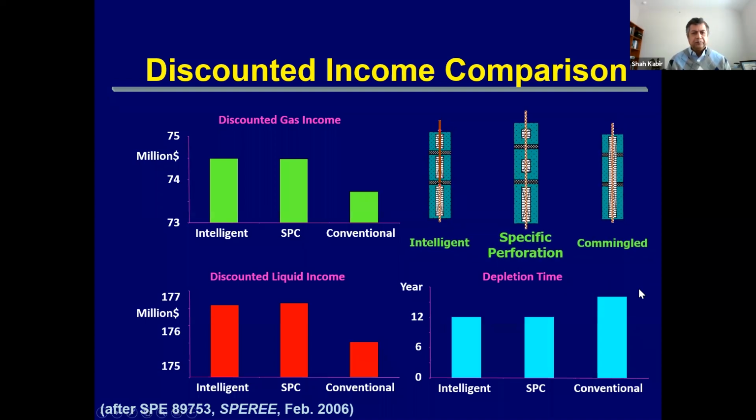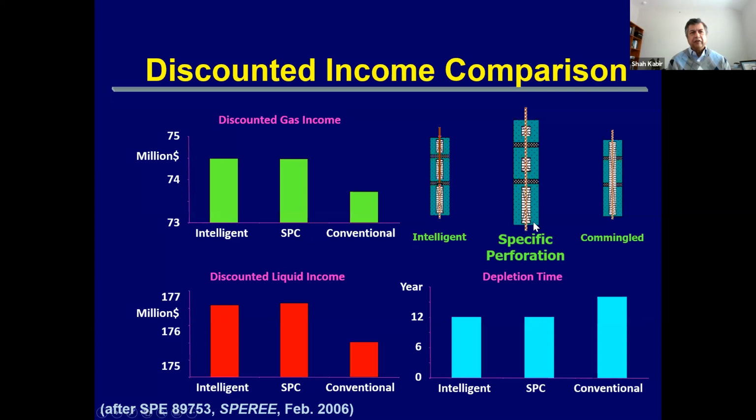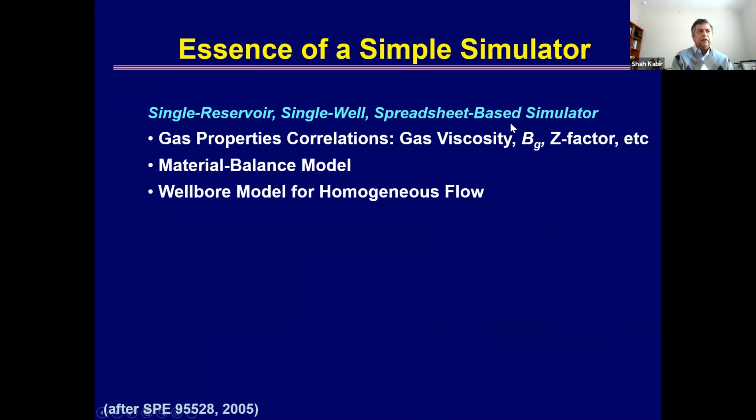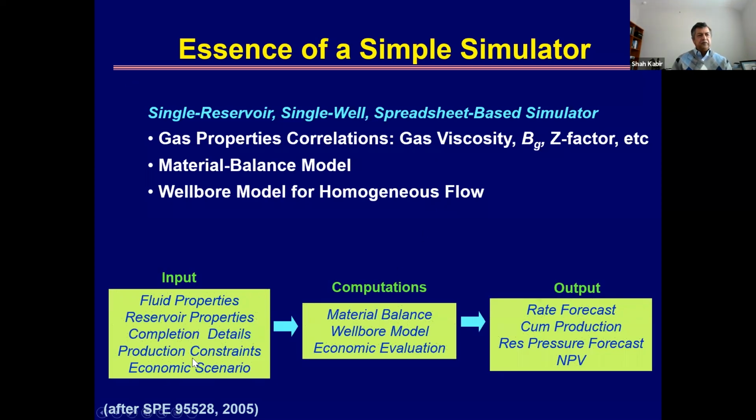So moving on. This was our recommendation: you can just do it up front. If you have the drill stem test data, so you know the KH from each reservoir, then you can do it. We developed a simple simulator first, and then just a spreadsheet. We handle all the fluid properties. We have the material balance model, and also the homogeneous flow model in the wellbore. So that's what we have.